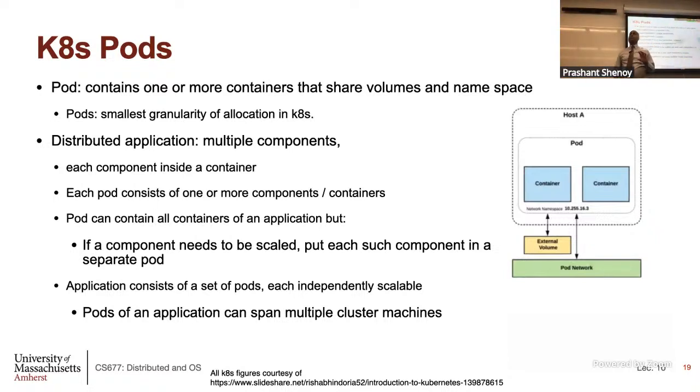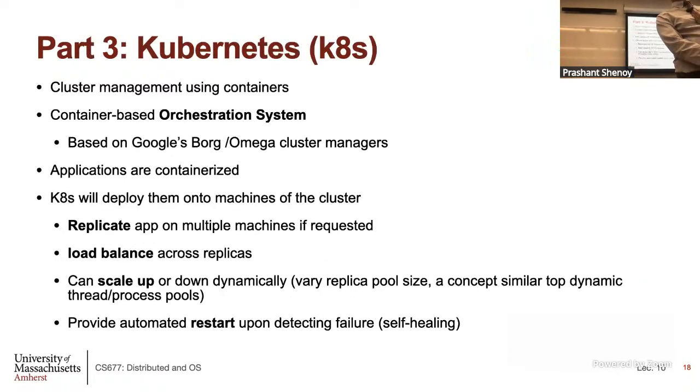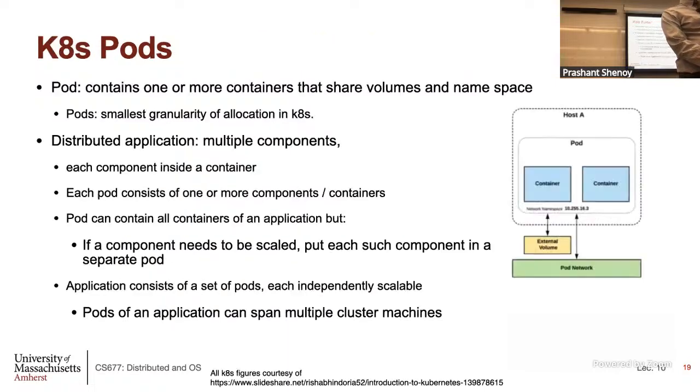So let's get into the details of how Kubernetes works. And by the way, the acronym is K8s. That's what you will see. So when you see K8s, they essentially mean Kubernetes because they don't want to spell the whole thing. So this acronym is called K8s. The way this works is the granularity of resource allocation in Kubernetes is called a pod.